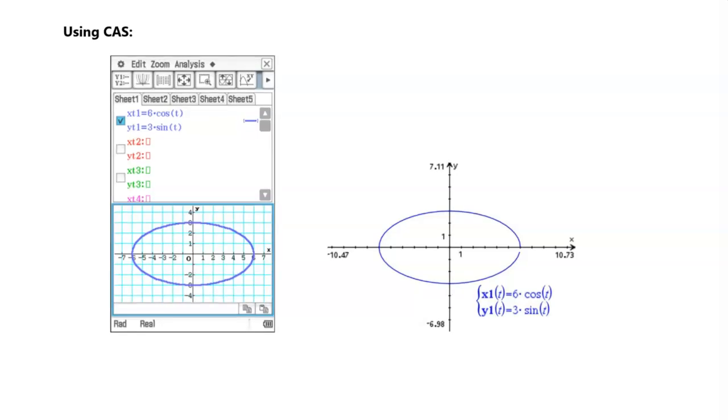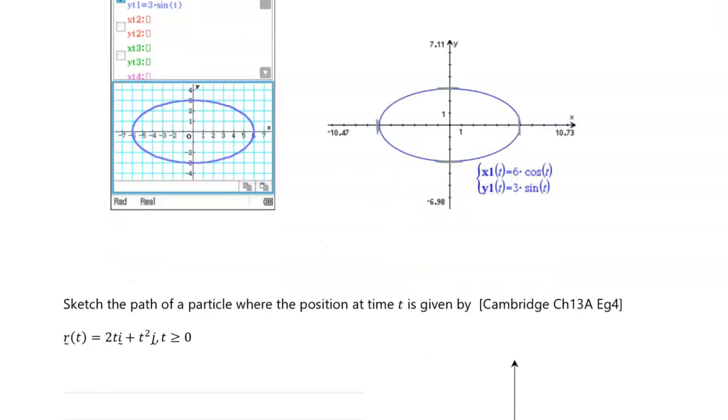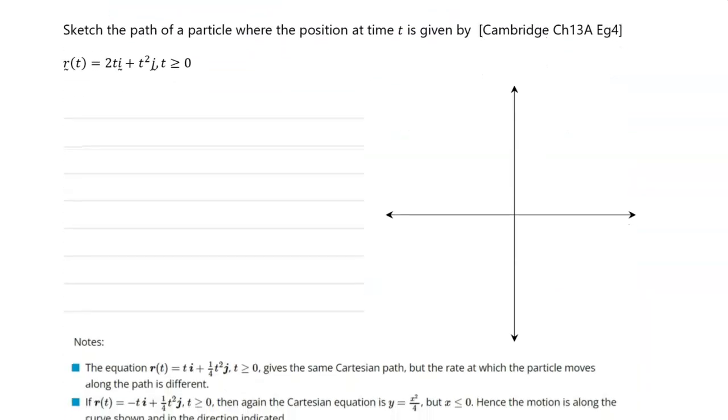Okay, using the CAS, nice and easy, you can go to, in the Casio, the graph and table menu. Notice for either of these though, it doesn't give the direction of motion, so you're going to have to manually put that in yourselves. Okay, let's have a look at another one.